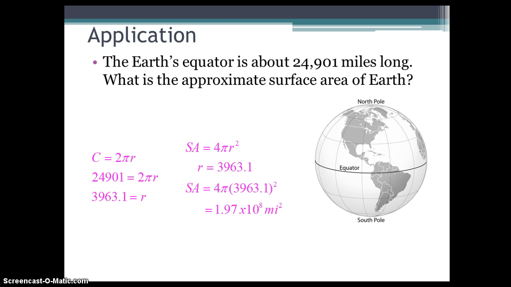Now we can find surface area. So surface area is 4 pi r squared. So we're going to take our radius from our last equation, plug it into our formula, and the surface area of our Earth is 1.97 times 10 to the 8 square miles. Now if we're talking in actual numbers, it's 197 million square miles of surface we have on the Earth.